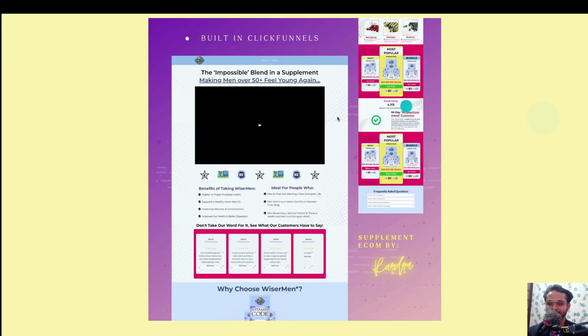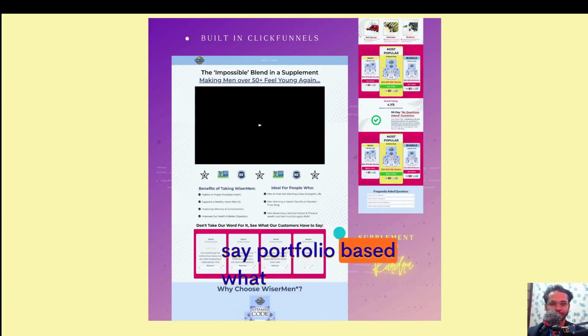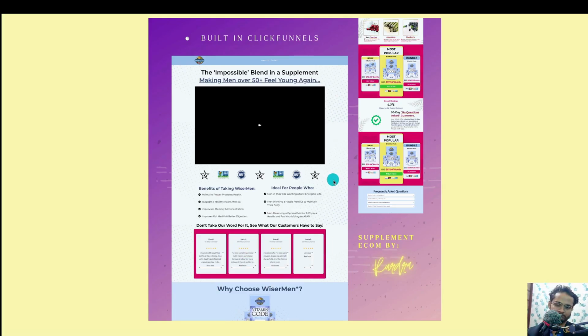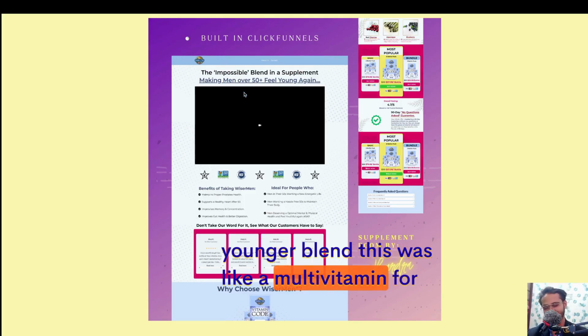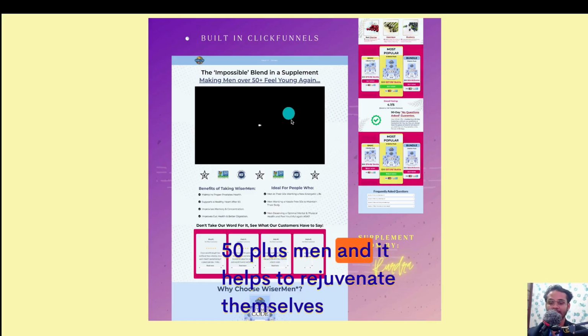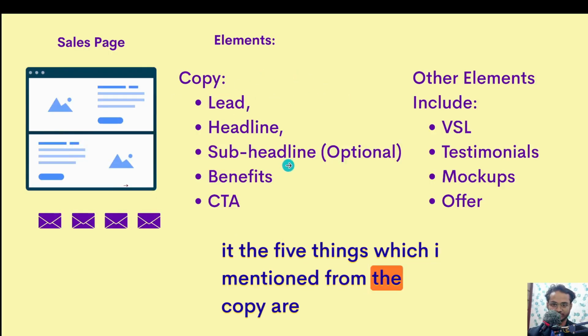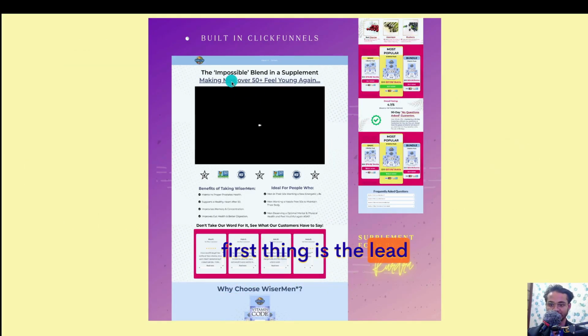It doesn't work. Now coming to this portfolio-based sample we did for Garden of Life 50 plus men younger blend. This was a multivitamin for 50 plus men, and it helps them rejuvenate themselves and all that good stuff. So if you look at it, the 5 things which I mentioned from the copy are very visible here.